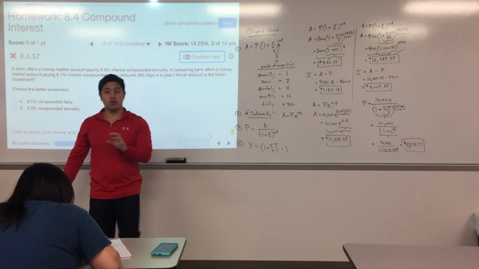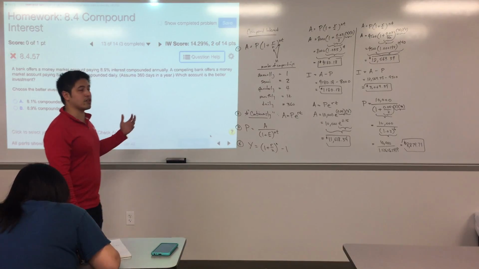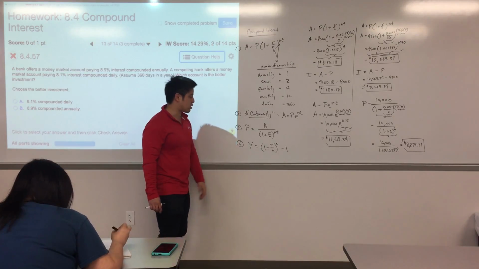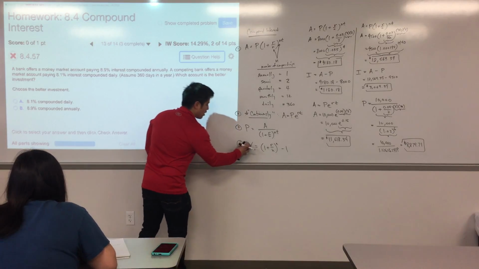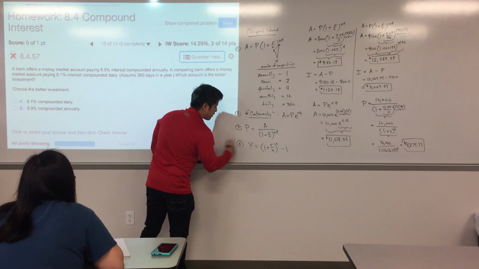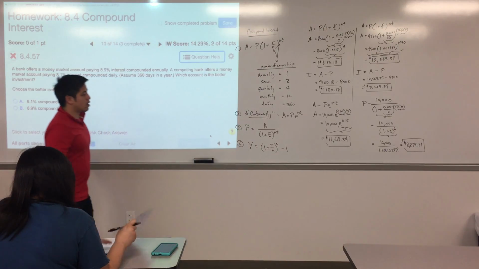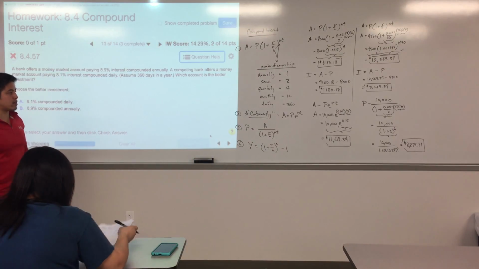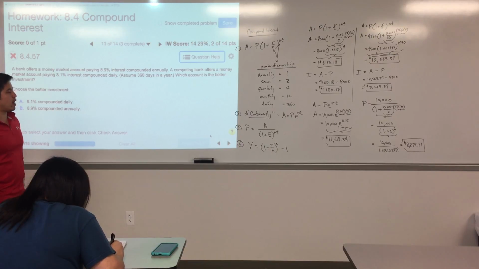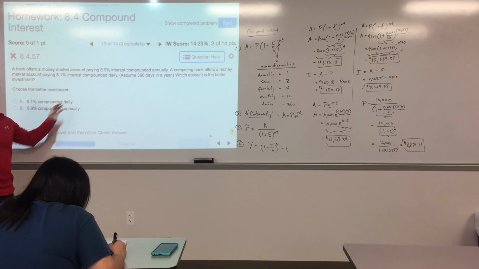So you need to know them in general, how to use them. But you don't have to memorize the actual formulas, okay? So this is the formula for effective annual yield. The formula is y equals 1 plus r over n, to the n power, minus 1. Let's understand this by working with it.